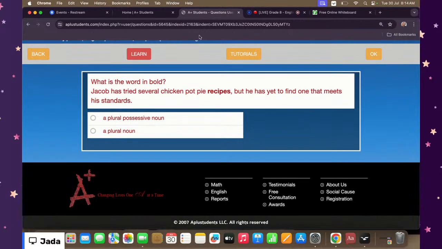What is the word in bold? "Jacob has tried several chicken pot pie recipes, but he has yet to find one that meets his standard." Recipes. So recipes is just an s. That means it's in its plural form.